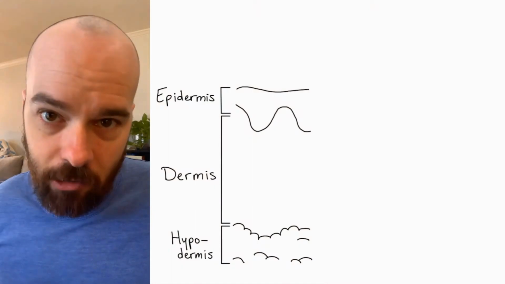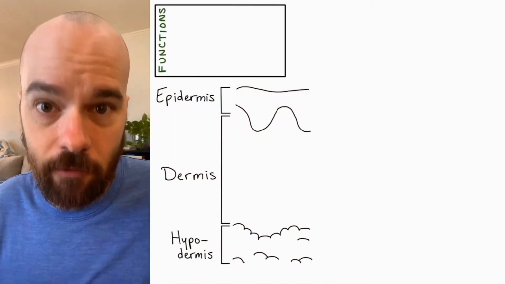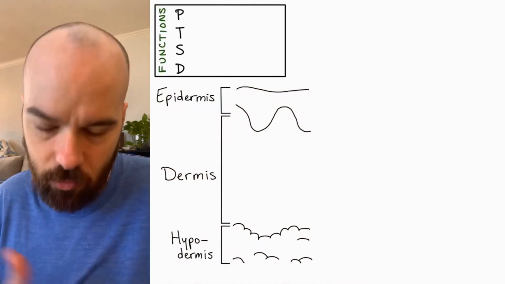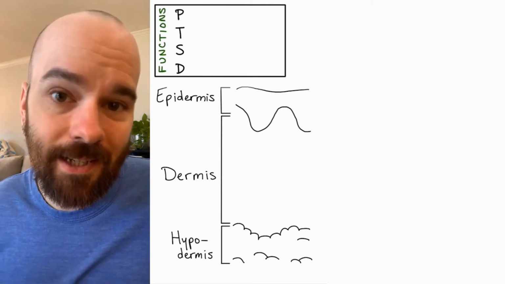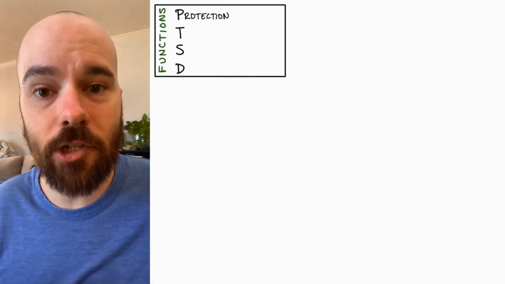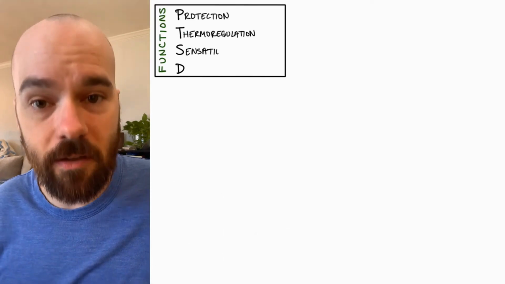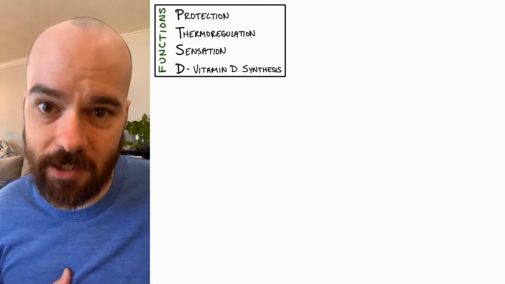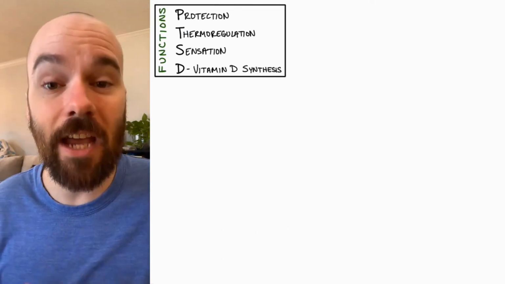Before we get into our diagram of the skin, let's talk about the four main functions of the integumentary system, or of the skin. I use the acronym PTSD to help me remember those. They're protection, thermoregulation, sensation, and D for vitamin D synthesis. Let's actually start with that last one, vitamin D synthesis.